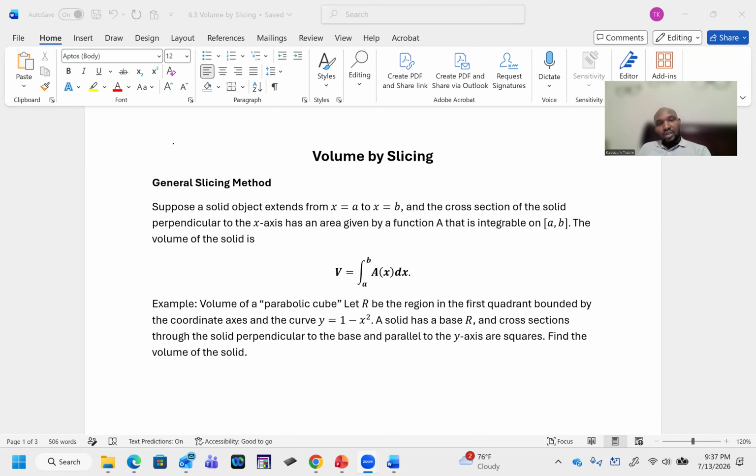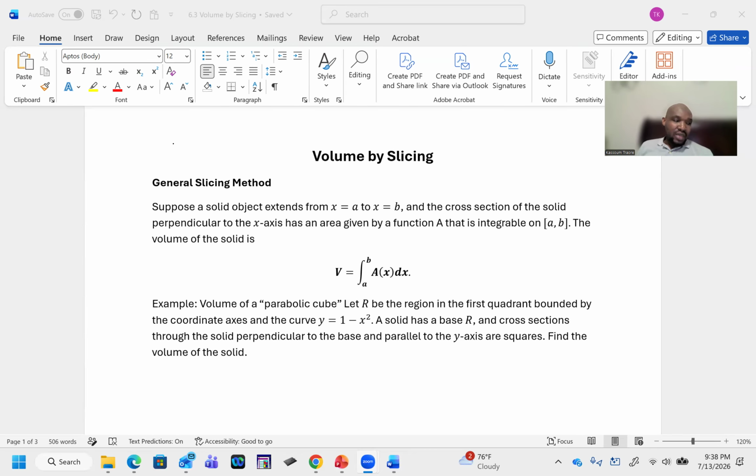Okay, in this section, we talk about volume by slicing, the general slicing method. Suppose a solid object extends from x equals a to x equals b, and the cross section of the solid perpendicular to the x-axis has an area given by a function A(x) that is integrable on the interval a to b. The volume of the solid is V equals the integral from a to b of A(x) dx. A is what? The area.